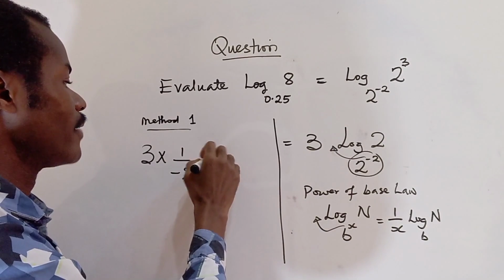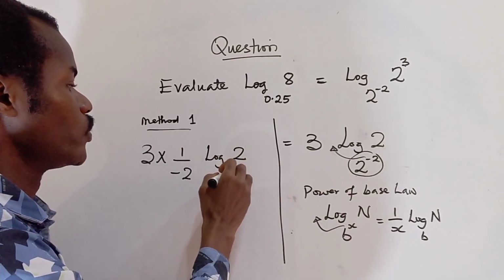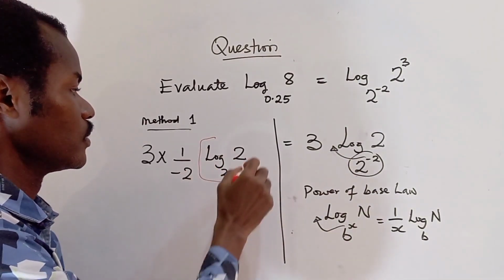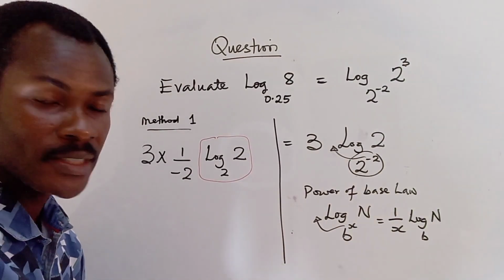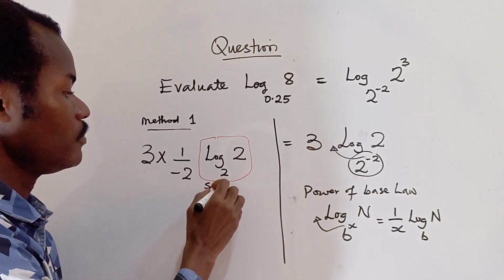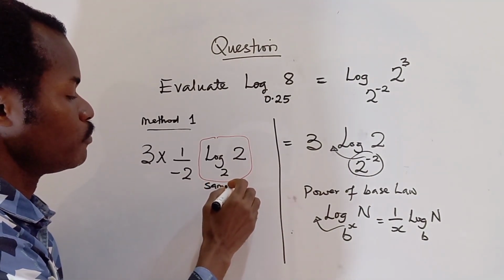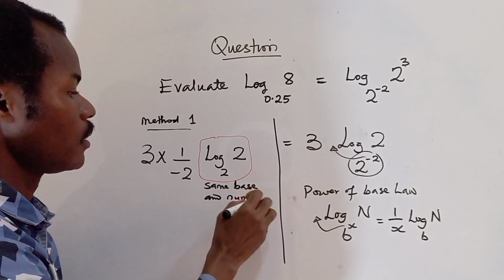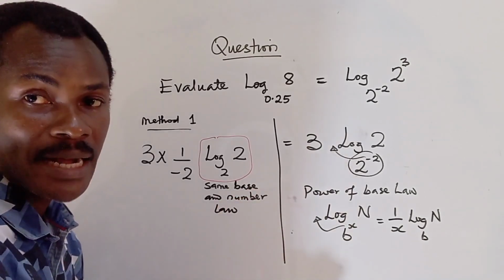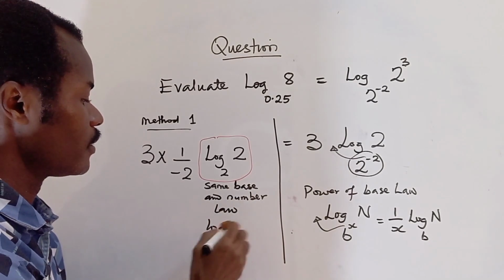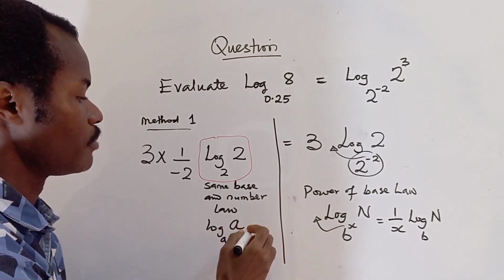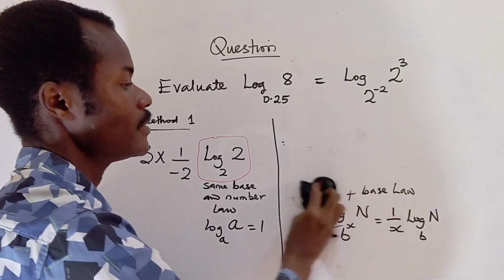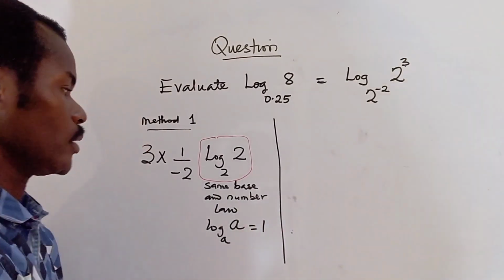Multiply, we have log 2 base 2. Now there is something we can recognize here. Now what can we recognize there? We can use the same base and the same number in a log. Now what do I mean by same base and same number? If I have log a base a, it means 1. So with that understanding, we can apply it to this.